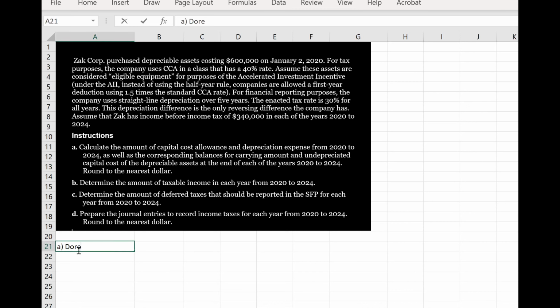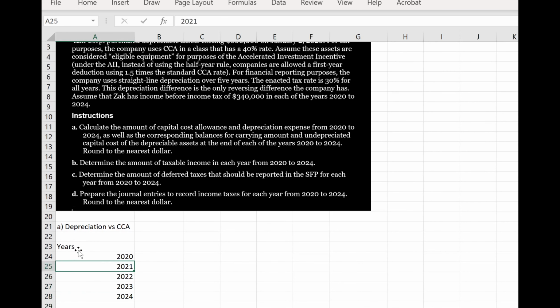So we're going to have depreciation versus CCA. Let's simply run our years down the side. We're going to need to go out to 2024, just as the question says. Here we're going to have depreciation, net book value, CCA and UCC, which is essentially our net book value for tax, and the difference. Let's also put the purchase price of the asset here, which is $600,000.